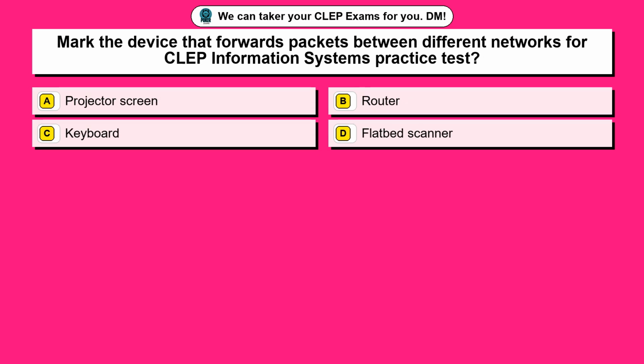Question 56. Mark the device that forwards packets between different networks for CLEP Information Systems practice test. Option A, projector screen. Option B, router. Option C, keyboard. Option D, flatbed scanner. The correct answer is option B, router.